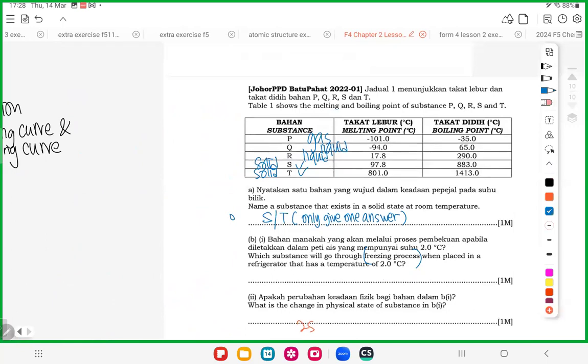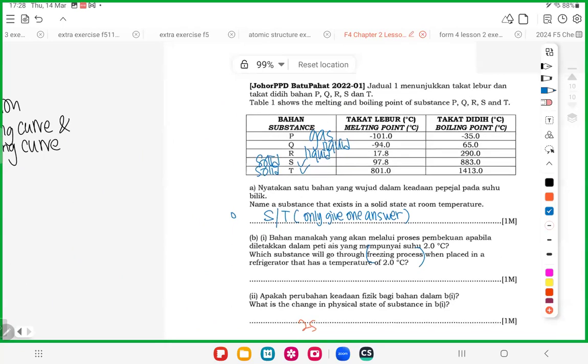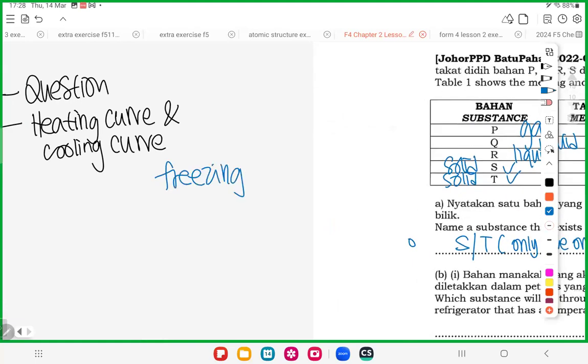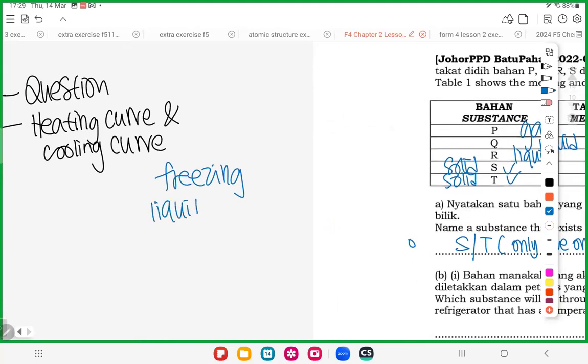Why? Again, not to offend or scold any one of you at all, can you tell me why you chose Q? You see, freezing. What does freezing want to do? Freezing wants to change liquid to solid. They want the freezing to occur at 2 degrees Celsius. I see so many people answer Q, and I don't know why. Let me tell you why the answer cannot be Q at all.